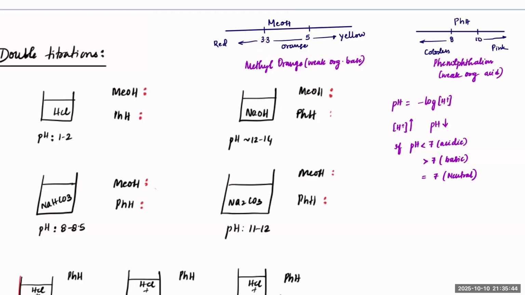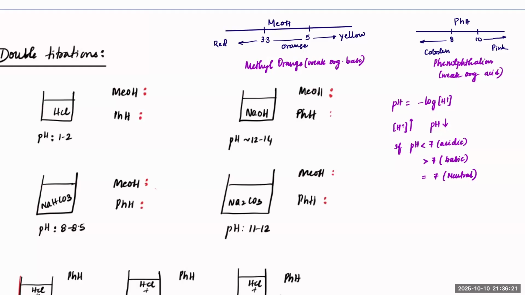Okay. If it is an acidic solution, but its pH is greater than 5, above 5, whether it is acid or base, the color of methyl orange will be yellow. Likewise, if the solution's pH is less than 8, the color remains colorless if it is phenolphthalein. If it is greater than 10, the color will turn out to be pink. I hope this part is clear, everybody.